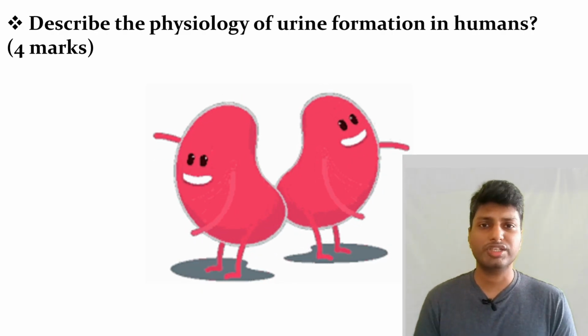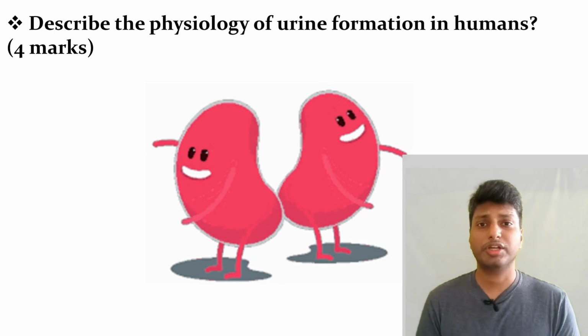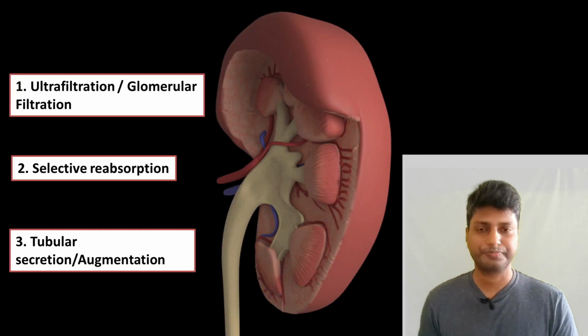Now the question which is often asked from this chapter is: describe the process of formation of urine in humans. This question is always asked for around 4 marks. So let's try and understand the answer to this question, dear students.